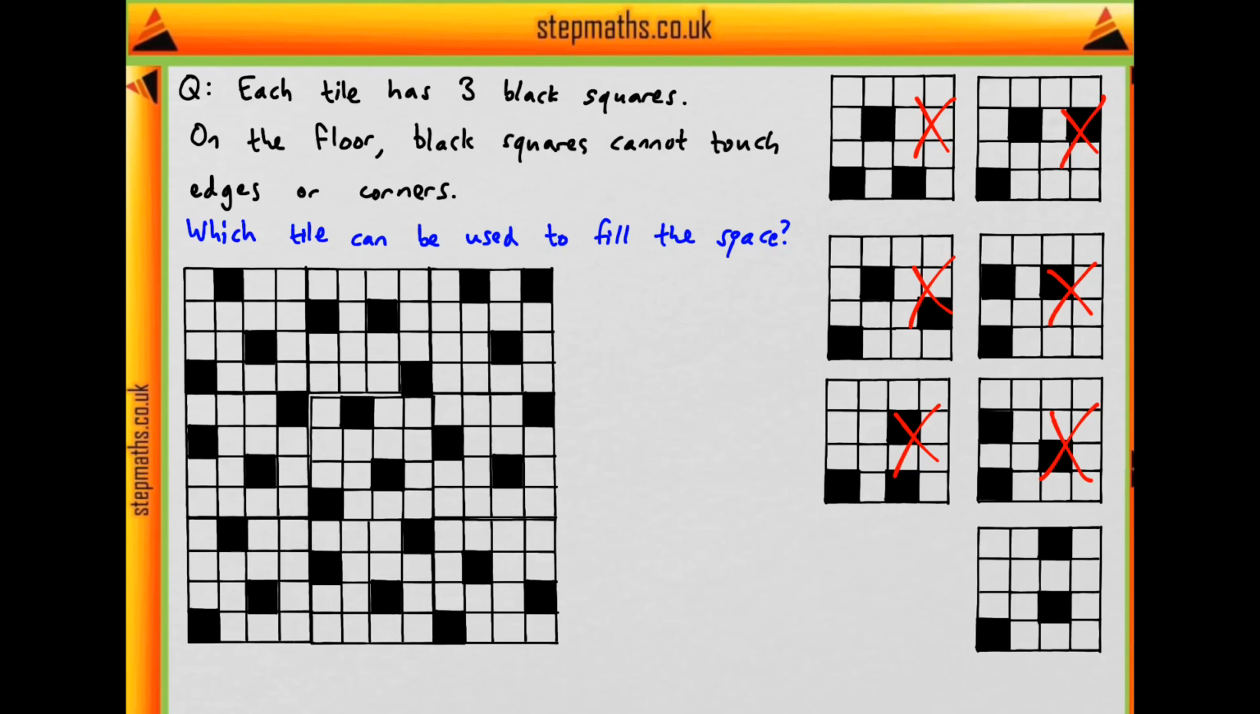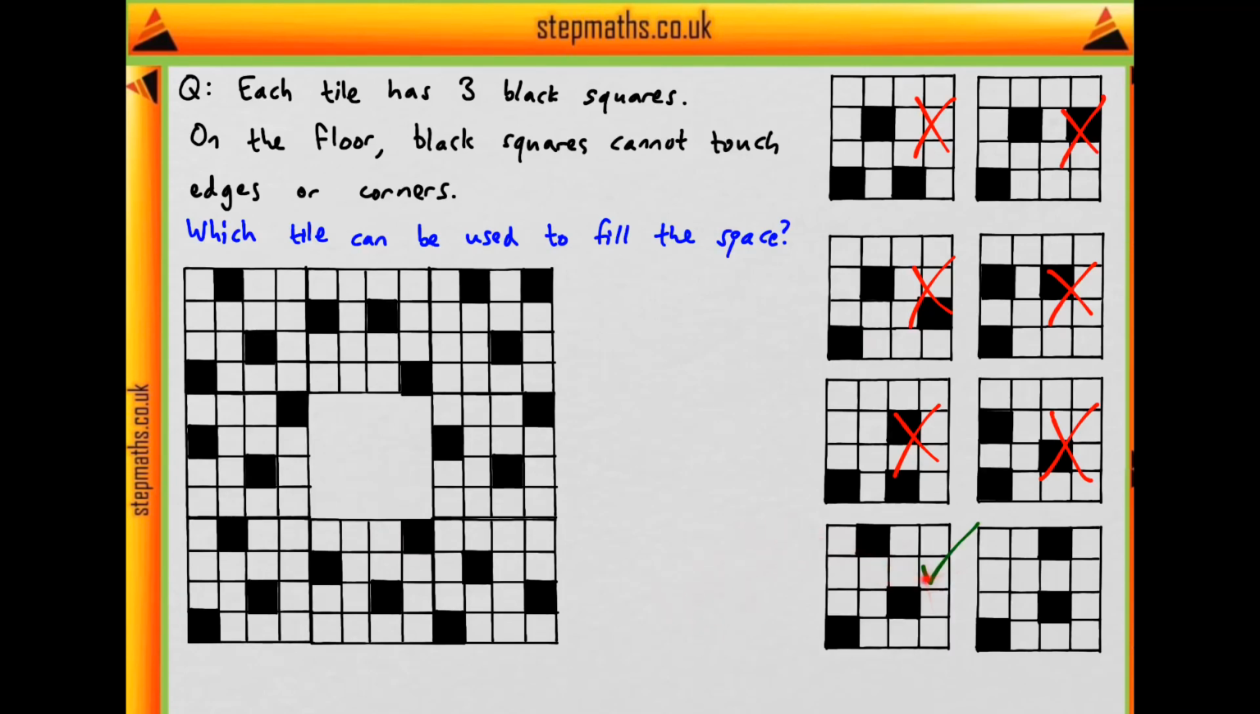If we drag this one in, what do we see? So no 2 tiles are touching either across a corner or across an edge. So it looks like this is our correct tile. So this is our final answer of the only tile that can be used to fill the space, and this corresponds on the question paper to G.